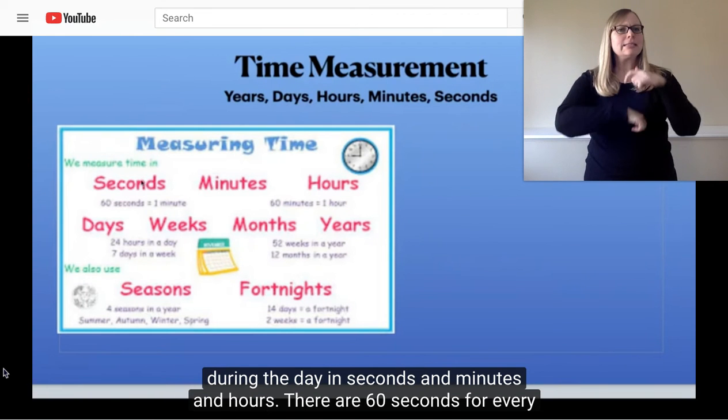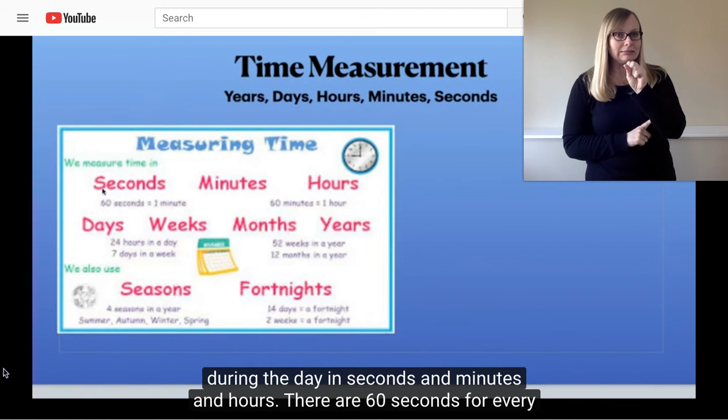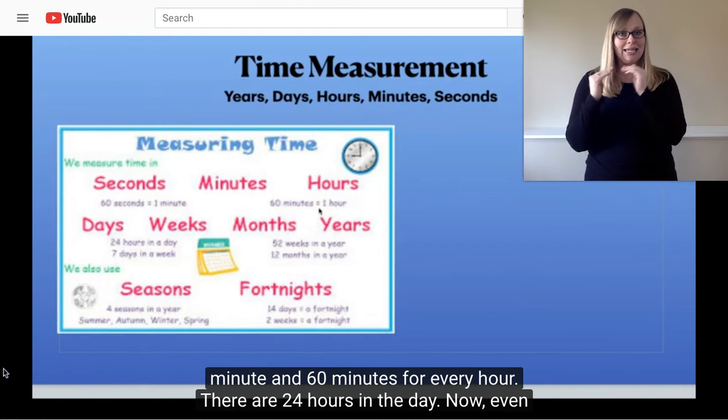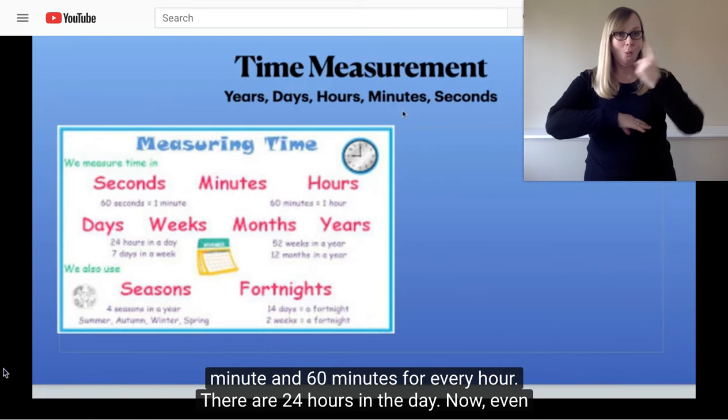Time is measured during the day in seconds and minutes and hours. There are 60 seconds for every minute and 60 minutes for every hour. There are 24 hours in a day.